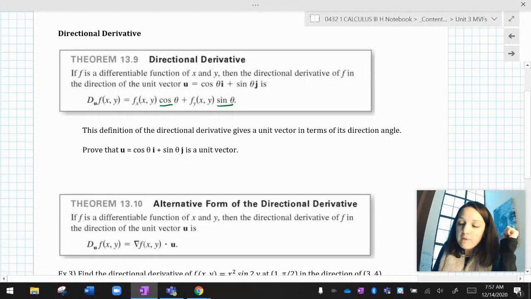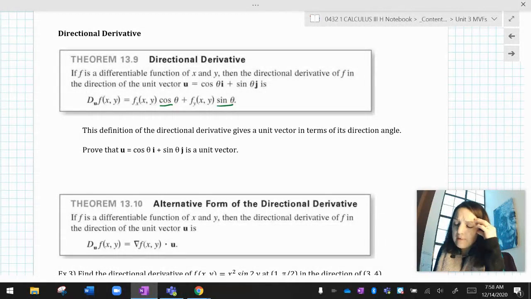Okay, so if f is a differentiable function of x and y, then the directional derivative of f in the direction of the unit vector u equals cosine theta i plus sine theta j is D sub u of f of (x, y) equals f sub x times cosine theta plus f sub y times sine theta. It says this definition of the directional derivative gives a unit vector in terms of its direction angle. Okay, that was a lot of words.